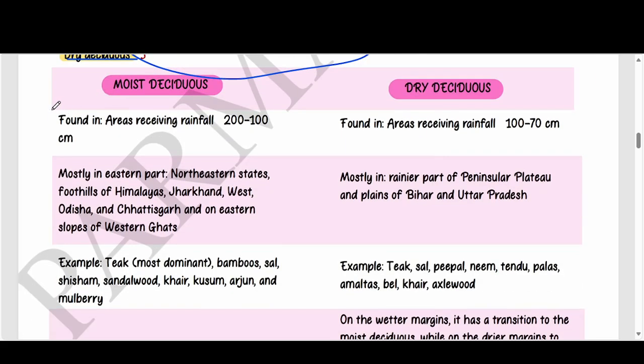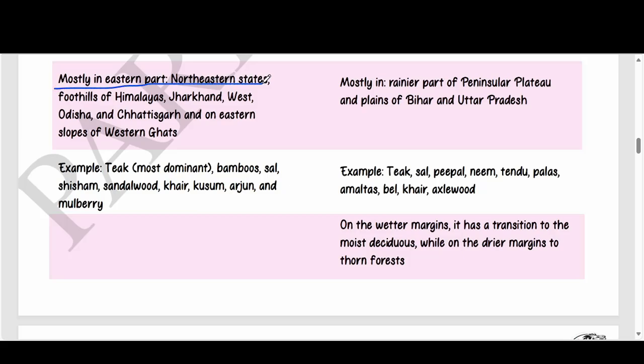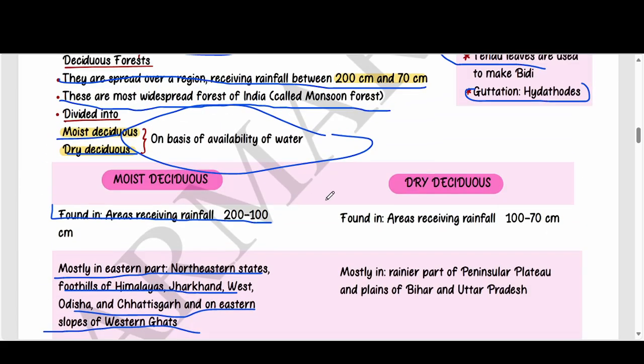Moist deciduous found in areas receiving rainfall of 200 centimeters, mostly in the eastern part, northeastern states, foothills of Himalayas, Jharkhand, West Odisha, Chhattisgarh, and on the eastern slope of Western Ghats. Example: teak, most dominant bamboo, sal, sesame, sandalwood, khair, kusum, arjun, and mulberry.